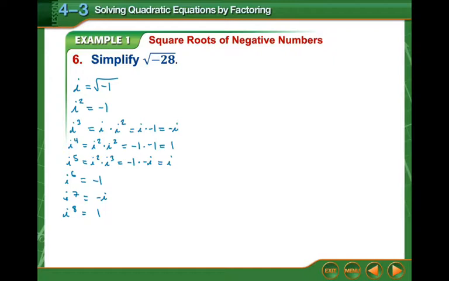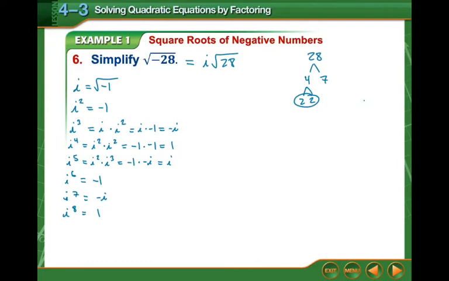So here we have negative 28. The first thing we're going to do, anytime you end up with a negative, pull out that negative, which means pull out the i. So it's the i times the square root of 28. Now we need to break down 28. 28 is 4 times 7, and 4 is 2 times 2.